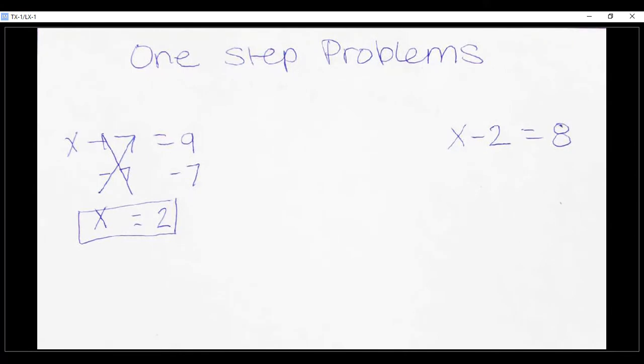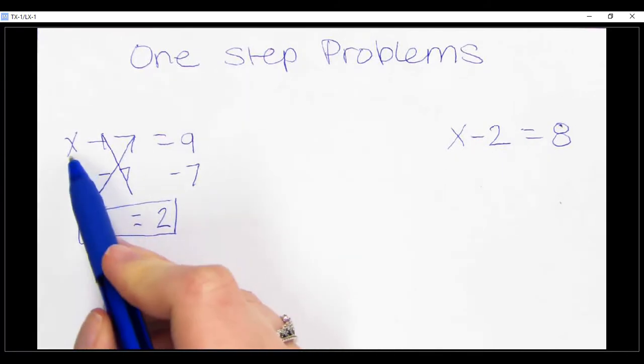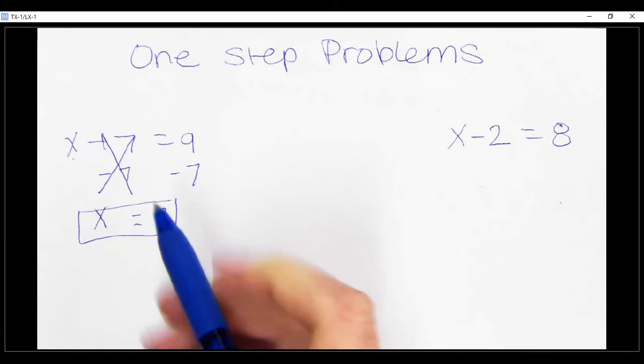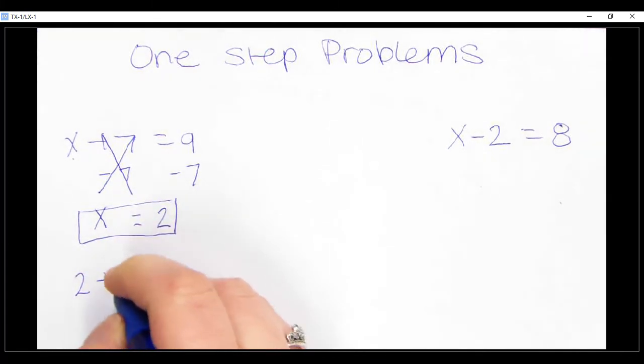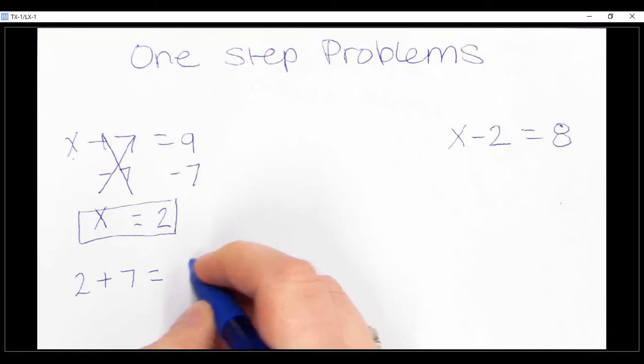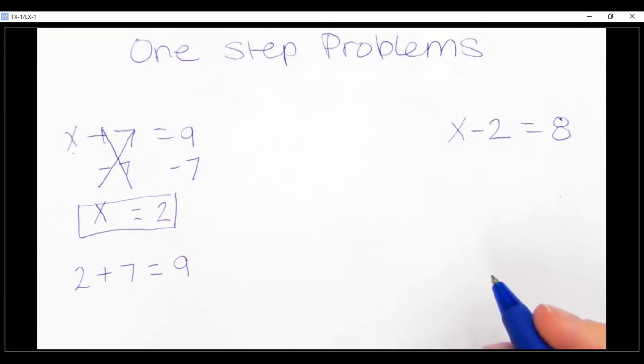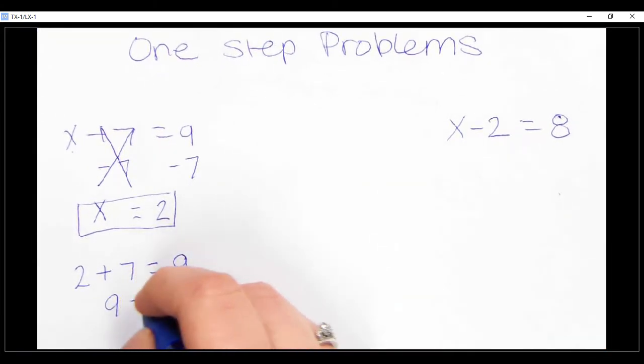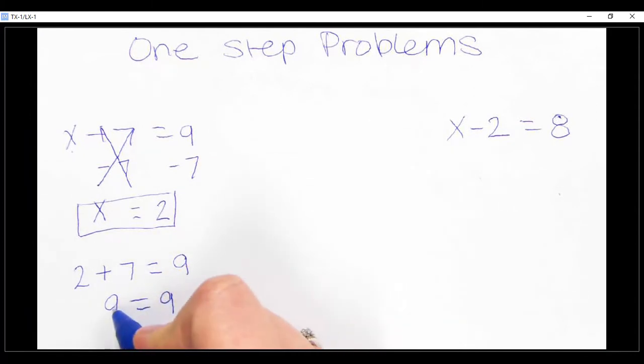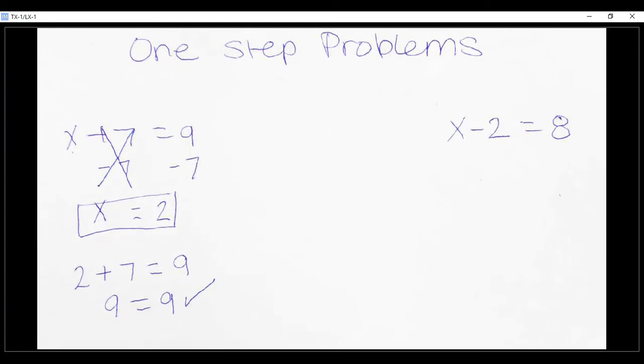But I am not done yet because I always should check my work to make sure that I have it done correctly. So instead of x in my problem, I'm going to put the number 2. So 2 plus 7. If I did that correctly, that should equal 9. And 2 plus 7 does equal 9. Since I have the same number on either side of the equal sign, I have done this correctly. So with this next coming test, you can know if you have 100% before you even turn it in, as long as you check your work.